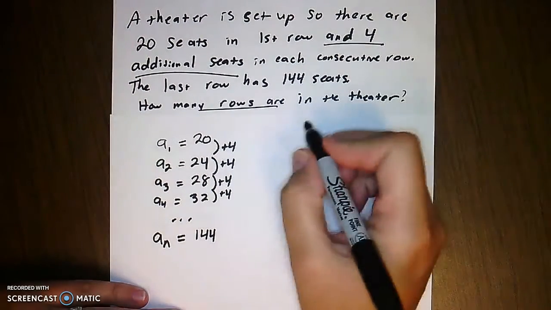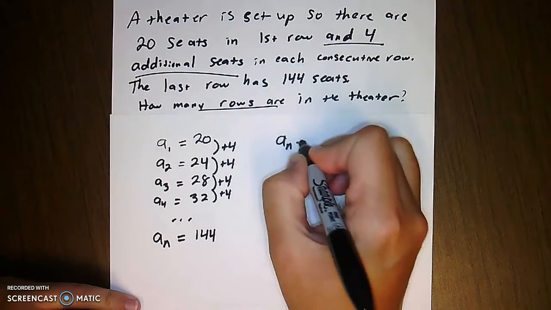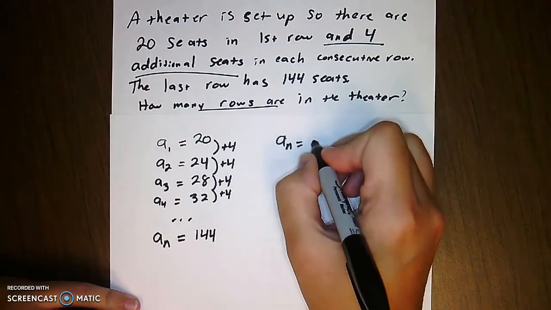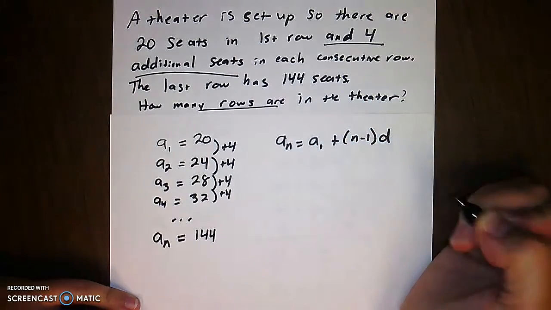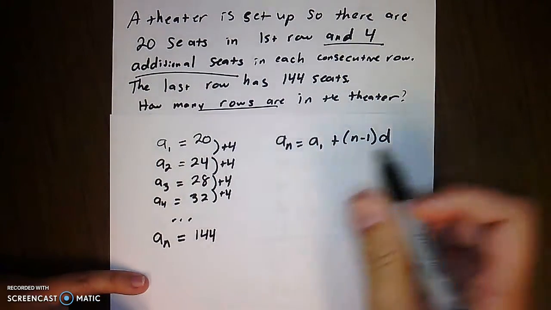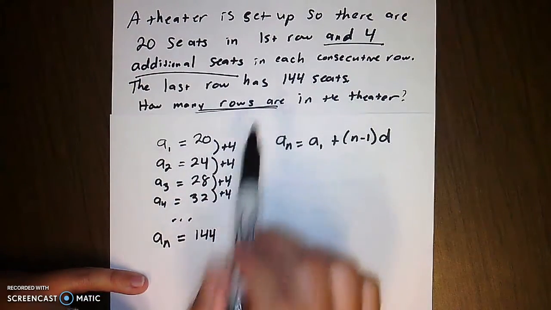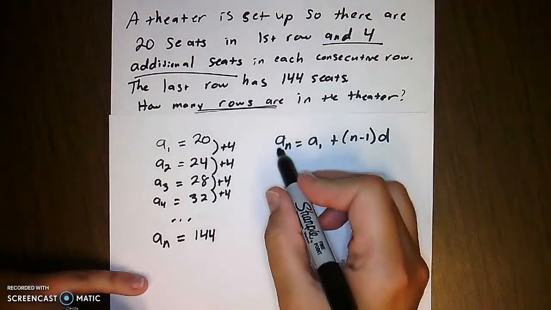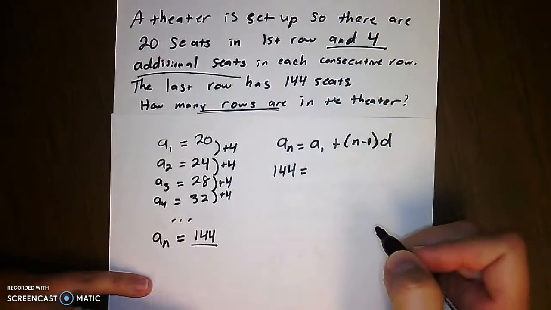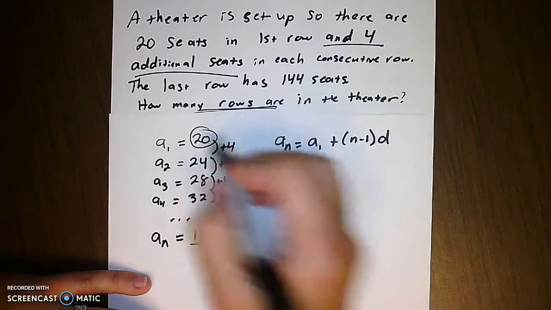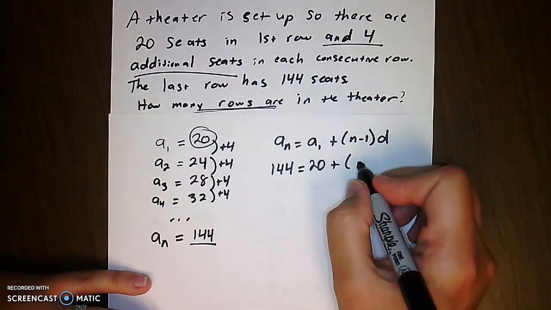Now, an arithmetic sequence follows a generalized rule here. It says A sub n is going to be your first piece plus n minus 1 times d. Okay, and we have some of that information over here that we're going to plug in and be able to solve for however many rows we are looking for here. So A sub n, they told us, is this 144 number. That's the amount at the end. A sub 1 was our 20 number. And the n is what we're looking for. That's what we don't know.